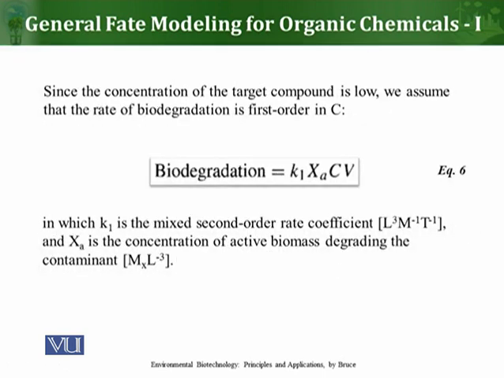If you want to know how we can derive biodegradation in this equation, since the concentration of the target compound is low, we assume that the biodegradation follows first order kinetics. There are different kinetic orders, especially first and second. So in this case, when the target compound concentration is low, we assume the rate is first order. Biodegradation is equal to K1 XA C V, in which K1 is the mixed second order rate coefficient. XA is the concentration of active biomass degrading the contaminant. C and V are again the concentration and the volume. This is how we can derive these terms individually. We'll talk more about this equation in our next lesson.